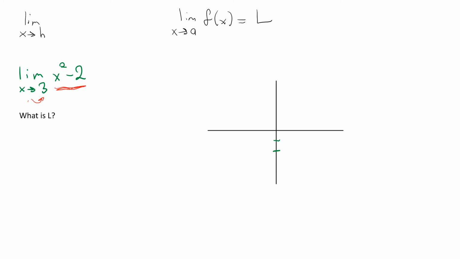Previously, we found solutions by plugging in h. This time, in the place of h, I have 3. So I do the exact same thing, plugging 3 into the function. So that would be 3 squared minus 2, which will give me 9 minus 2, and it will equal 7. And that will be my L in the notation.